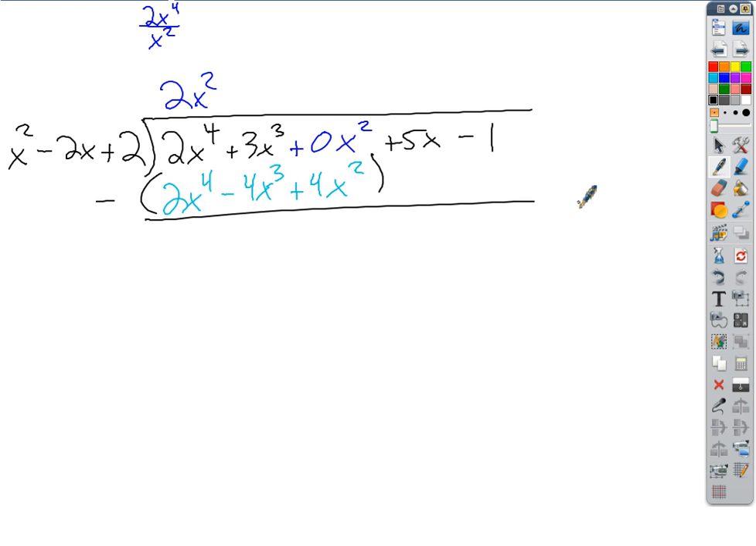Now notice that the first two cancel out, as they should. That's why we picked that number. They need to go away. Now what about the next two? Keeping in mind that we're subtracting.